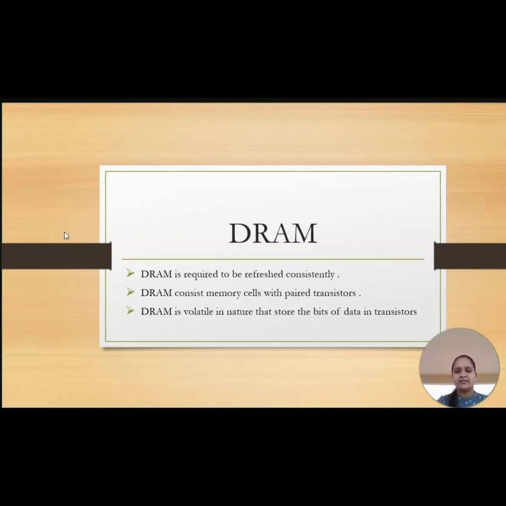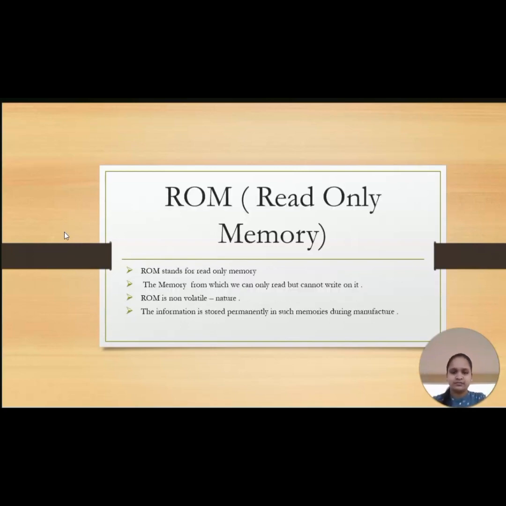Dynamic RAM. What is dynamic RAM? Dynamic RAM is refreshed consistently. Dynamic RAM memory cells consist of a pair of transistors. Dynamic RAM is volatile in nature. It stores bits of data or instructions.